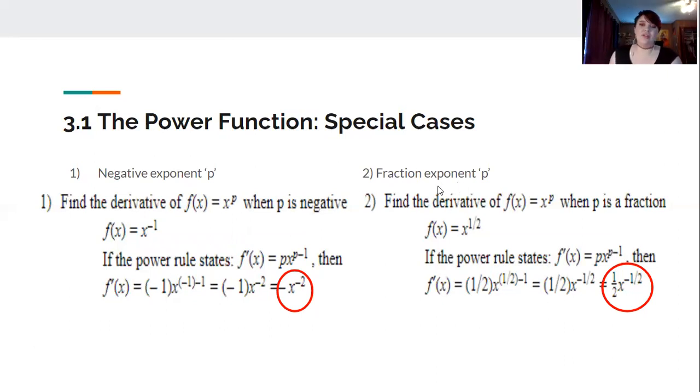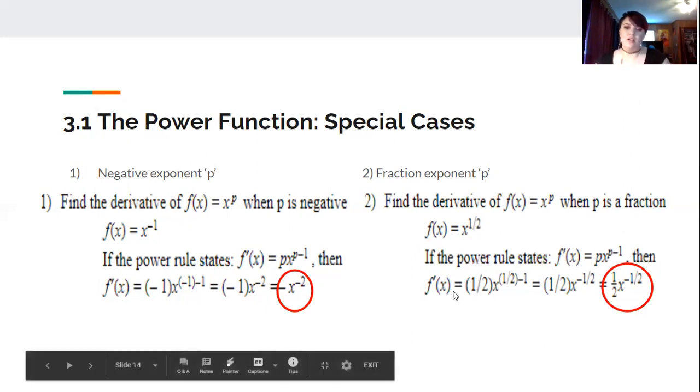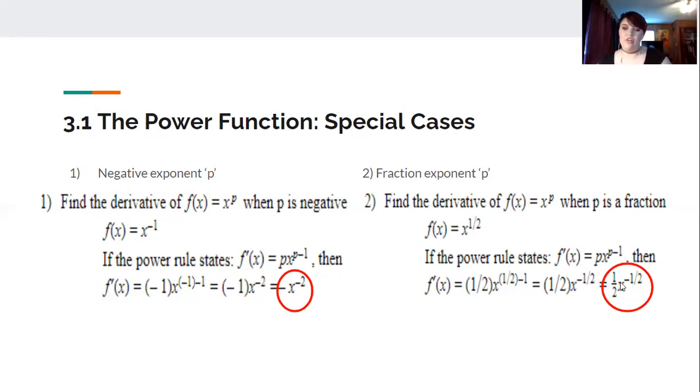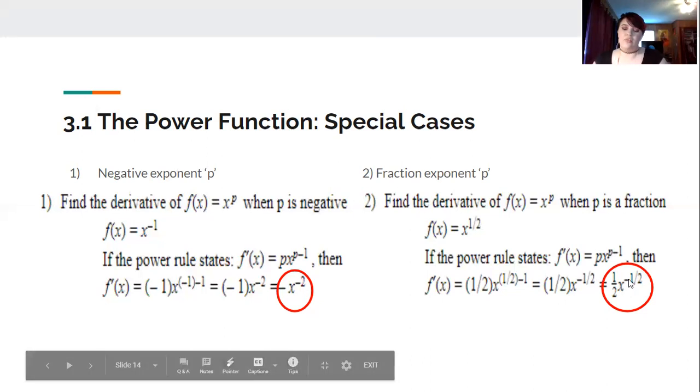Moving on to fractional exponents, find the derivative of f of x is equal to x to the power of p when p is a fraction. So I think I went over this a little bit in the last slide, but when f of x is equal to x to the power of 1/2, and the power rule states that f prime of x is equal to p times x to the power of p minus 1, then we just substitute that in, and we have f prime of x is equal to 1/2 times x to the power of 1/2 minus 1. Our coefficient remains 1/2 multiplied by x, and when you subtract 1 from 1/2, you end up with negative 1/2. So that's 1/2 times x to the power of negative 1/2.